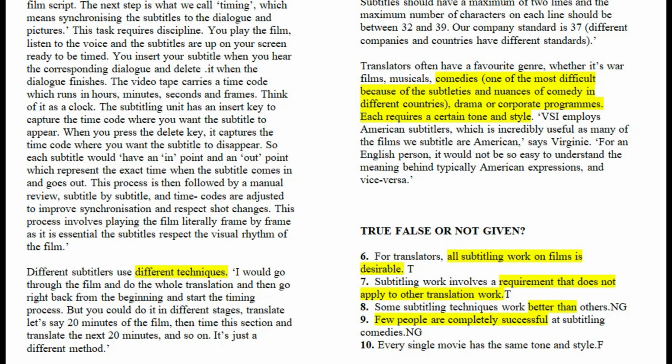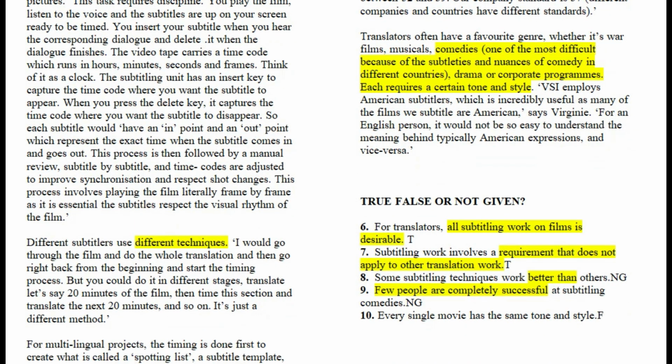As you can see, true, false, not given statements aren't that difficult. So if you can analyze them properly, you will be very successful and won't make mistakes in them.